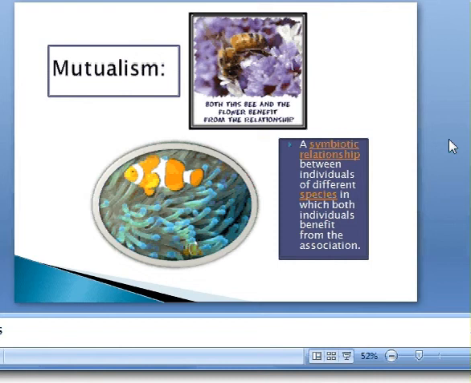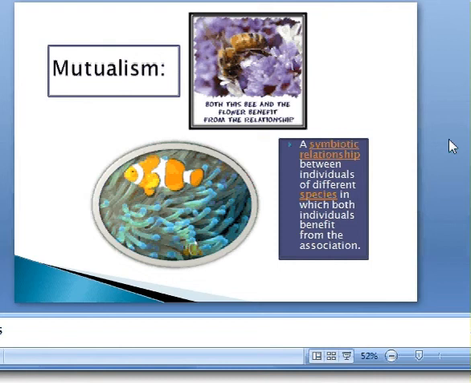And a great example of this would be a bee and a flower. The bee gets pollen and nectar from a flower, so it's getting food from the flower. But then the bee has little hairs on its body and it picks up pollen, and as the bee is flying from flower to flower, it's carrying that pollen from one flower to another, and so can be involved in pollination of that other flower. So the flower benefits, the bee benefits.